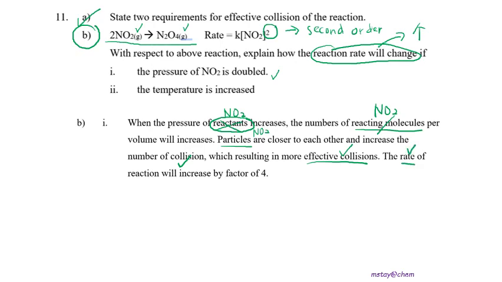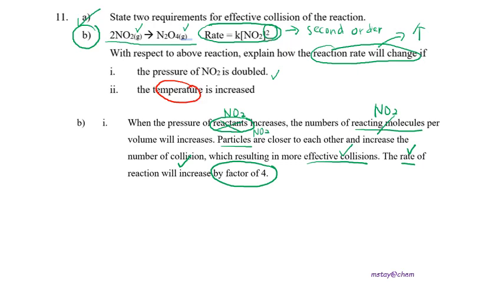In this question, we have to emphasize increase by how many factors. Why do we have to do this? Because the rate law is given in this question. So that's why we have to be more specific according to the question. Let's say the question doesn't give us the rate law, so we need not mention increase by the factor of 4, it is okay. Now, next, the second part is about the temperature.